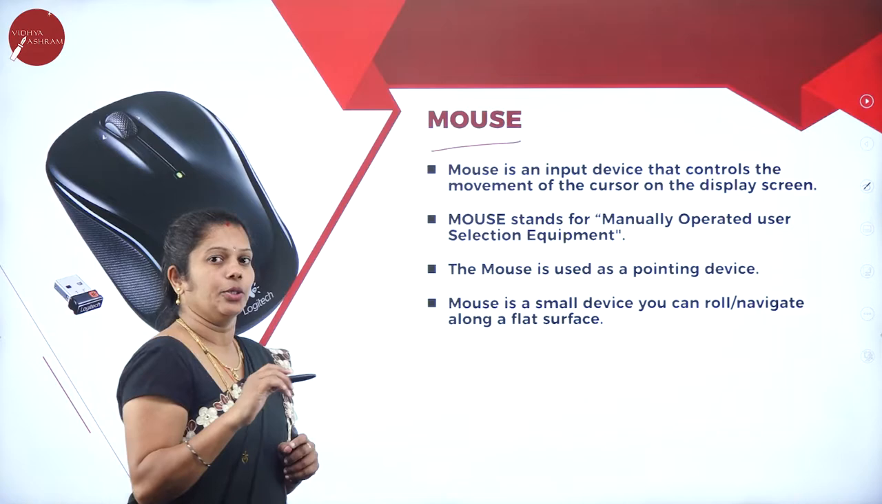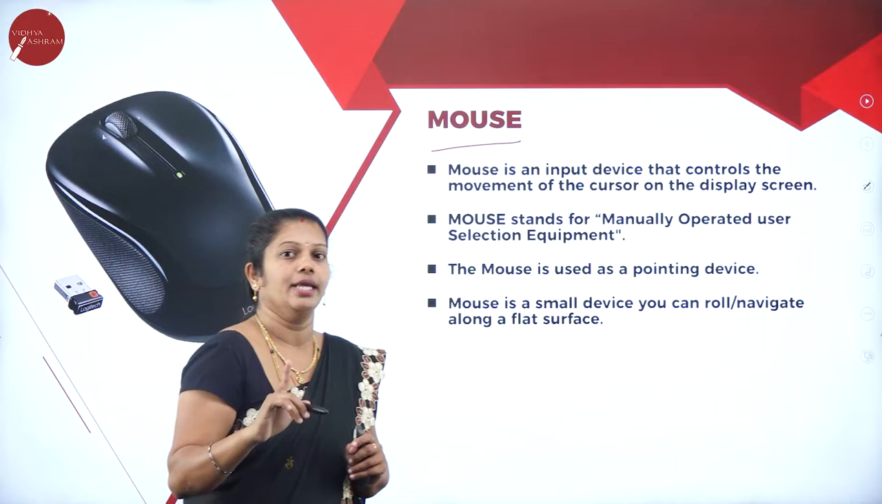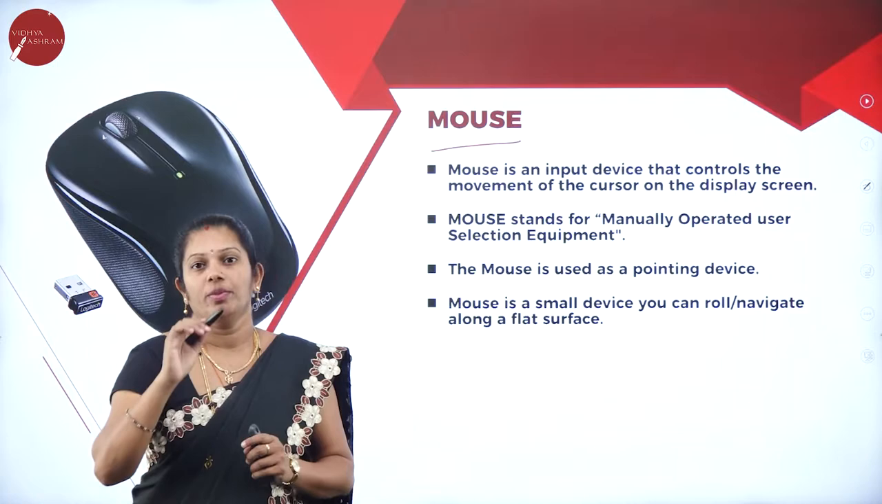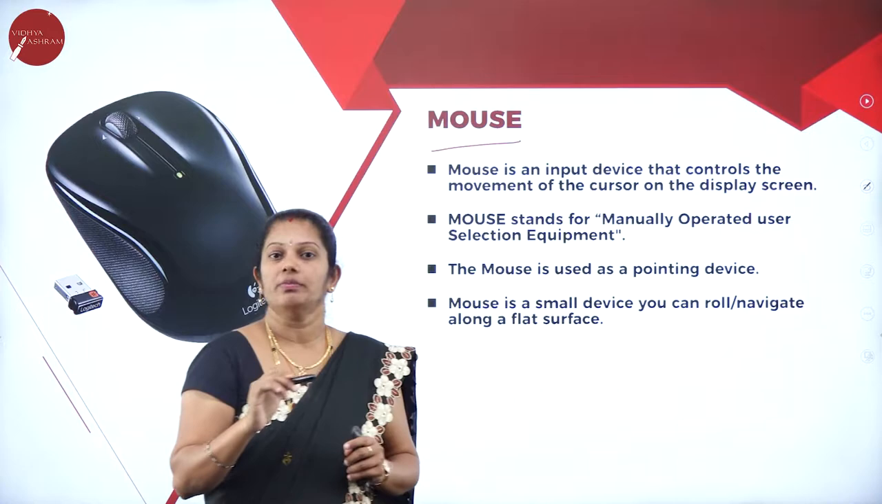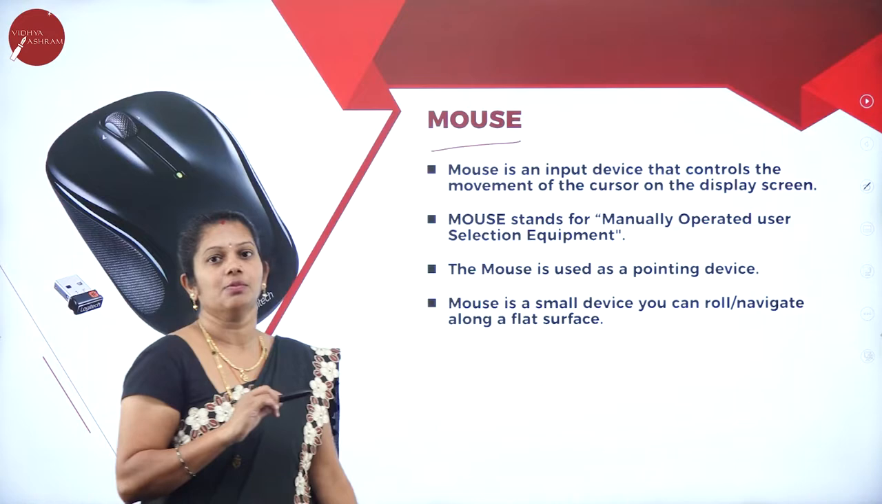As I already told you, when you come to input output memory devices, there you will study what you mean by input devices, which are the different types of input devices, what you mean by output devices, which are the different types of output devices, as well as what you mean by memory, and which are the different types of memory. The next input device is the mouse. What do you mean by this mouse?